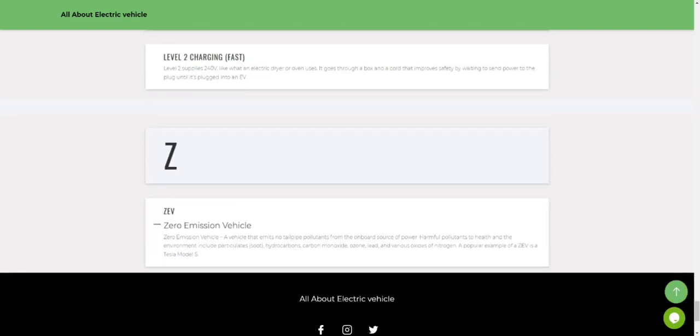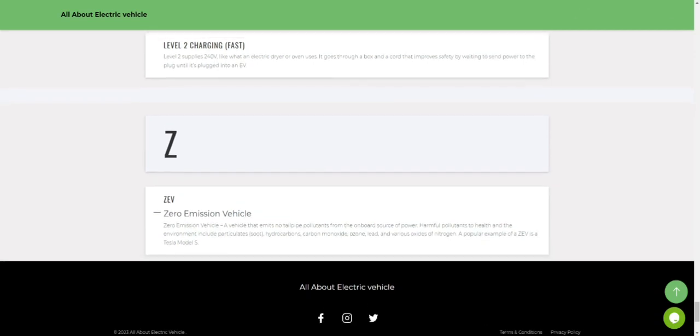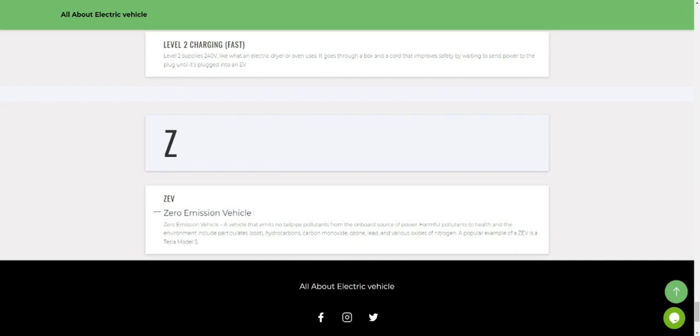Then W doesn't have any terminology. And from Z, there's zero emission vehicle. It is a term used for any car that does not emit any CO2. Currently, this covers electric and hydrogen cars.